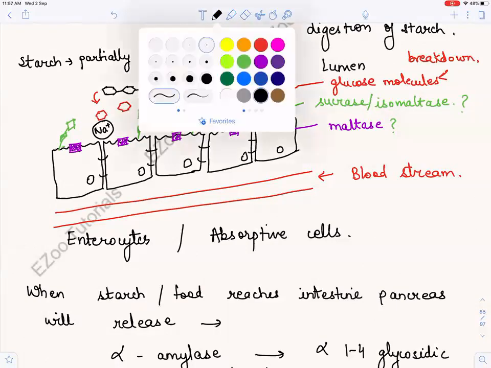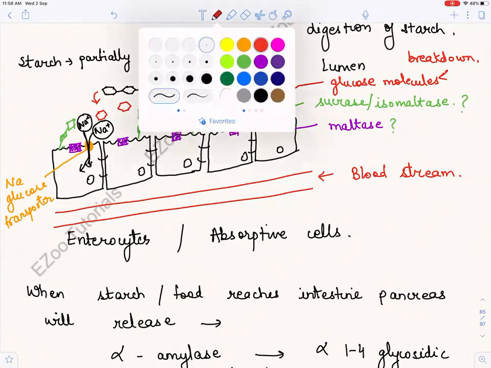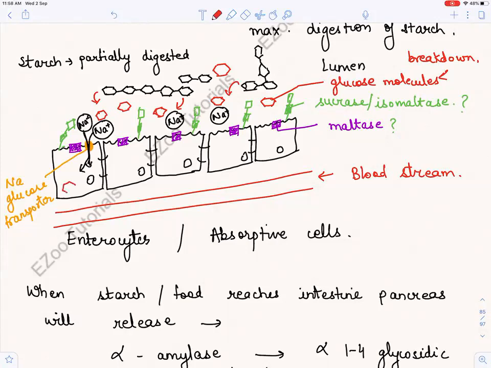Now there is a very interesting thing present on the apical surface, and you know by the structure what I am drawing. These are the sodium glucose transporters. For every glucose molecule, two sodiums will also enter. So two sodiums have entered inside for one glucose molecule.